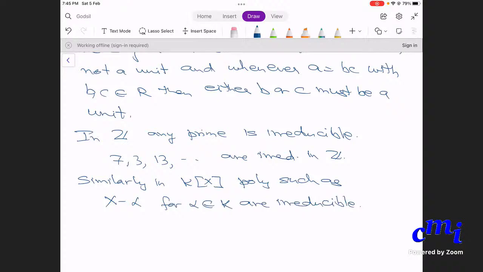Sorry, what degree polynomial? Any second degree polynomial that does not have a root in K. Any second degree polynomial? It does not have a root in K. That does not have a root. Yes, those are also irreducible.